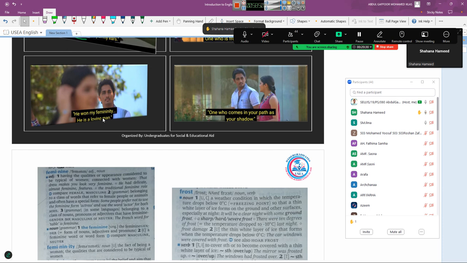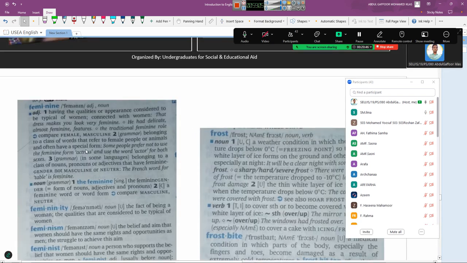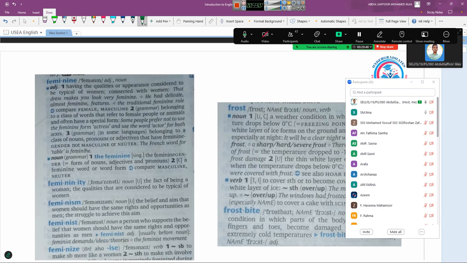Okay, right. Now I already told you, if I ask about a word, you shouldn't merely translate it to Tamil. You should give a small description in English itself, right? Now if you look at this word, feminine, having the qualities, right? This is how we have to pronounce this word, and here they have mentioned the word classes or parts of speech the word belongs to. So it can be used as an adjective as well as noun.